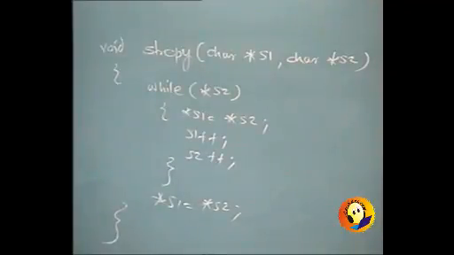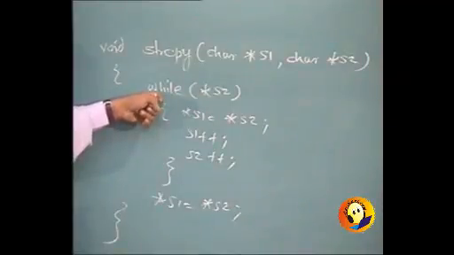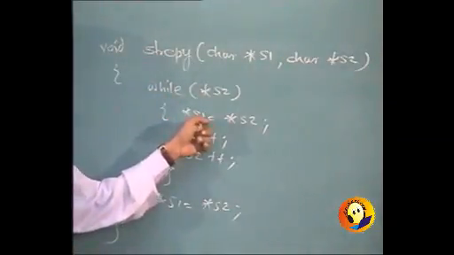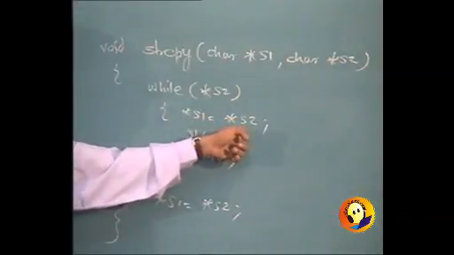void strcpy(char *s1, char *s2) { while (*s2) { *s1 = *s2; s1++; s2++; } } and then you close the first string. While the second string does not end, at the location pointed by S1, copy the contents of the location pointed by S2.